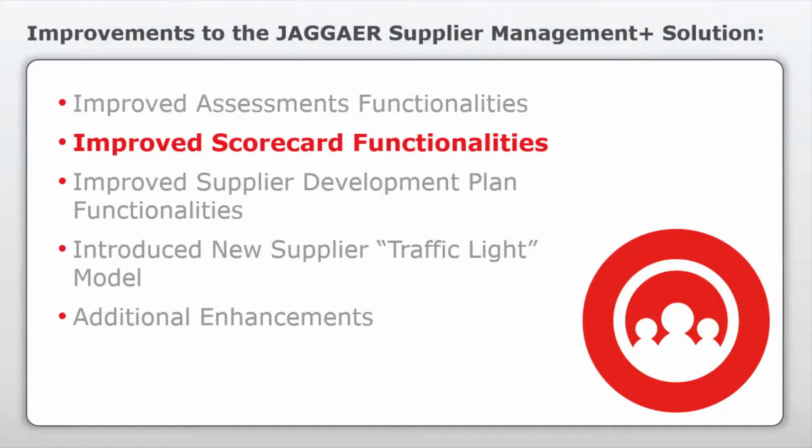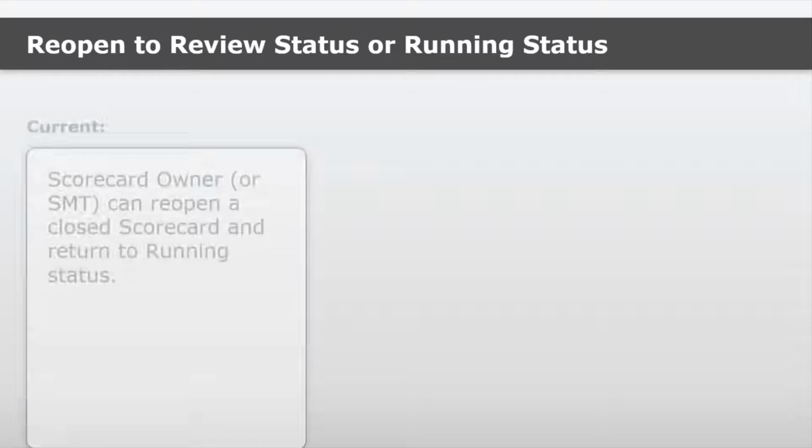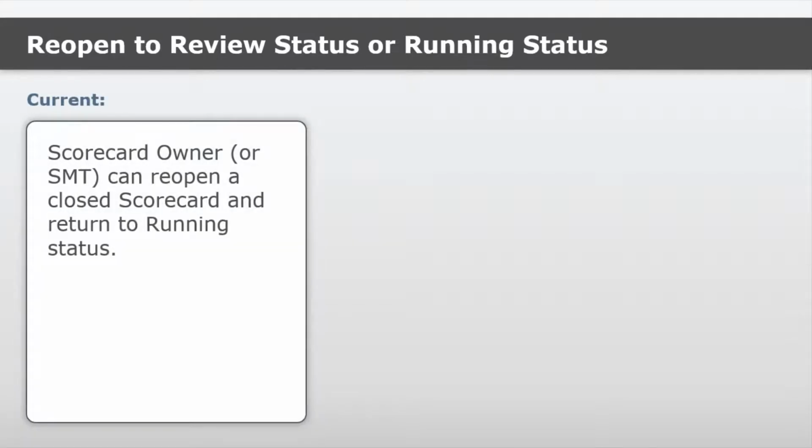The next set of features we will discuss are related to improvements to the scorecard functionality. The first improvement to scorecards you will see is the ability to reopen the review phase without having to return to the running phase. Currently, as the scorecard owner, if I wanted to return directly to the review phase, I could not because there is no option to do that. I could only return to the running phase by clicking the Reopen Evaluation button and then clicking Close Scorecard.